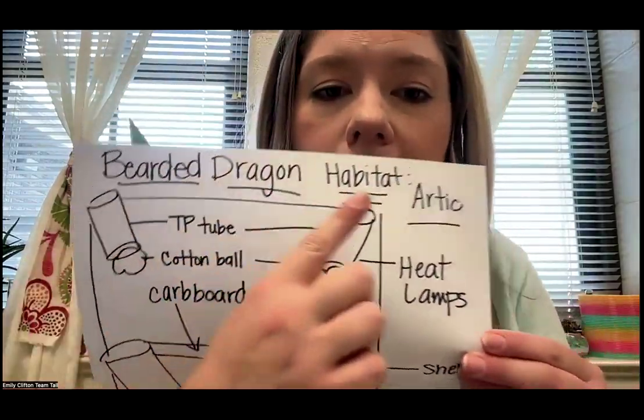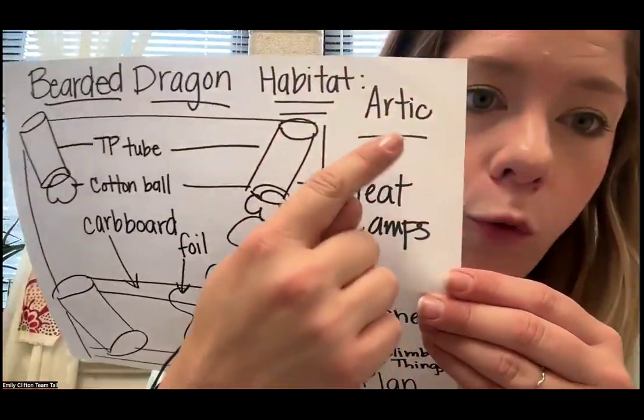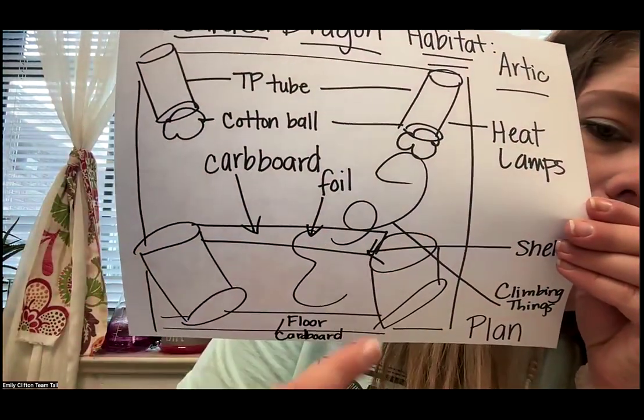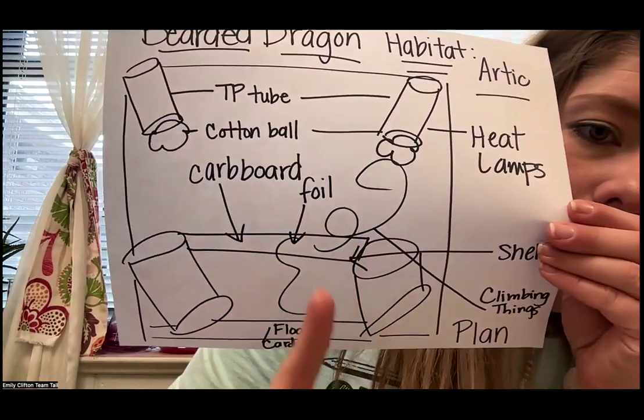Now, remember, this is just a prototype. It's not the real thing. So obviously, if I was building the real thing, I would need bigger materials and I wouldn't use cardboard and things like that. But for my prototype, for my build, this is my plan. So I put my bearded dragon habitat. My place I'm building for is the Arctic. Okay. I've got my heat lamps, my covering, and my floor, and my things for him to climb on. Okay. So I know that I'm going to need toilet paper tubes, cardboard, pipe cleaners, and cotton balls. And that's it for my build. So I've planned this out.